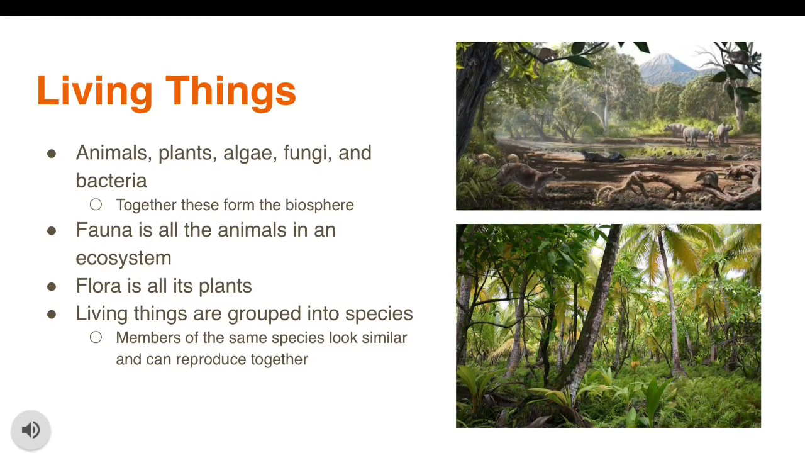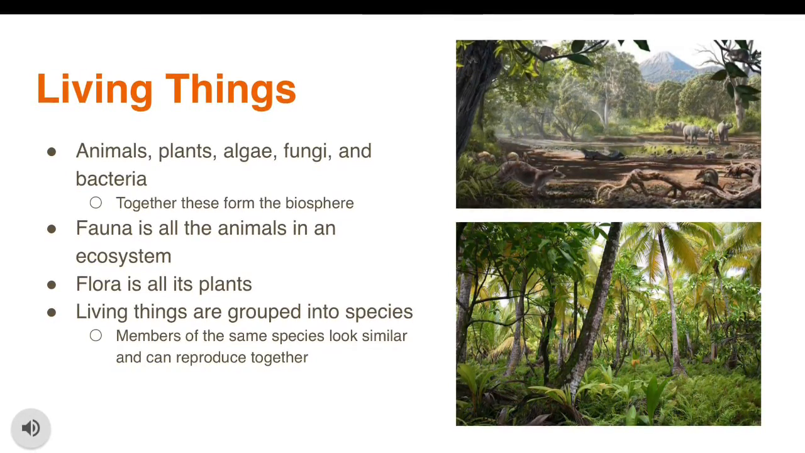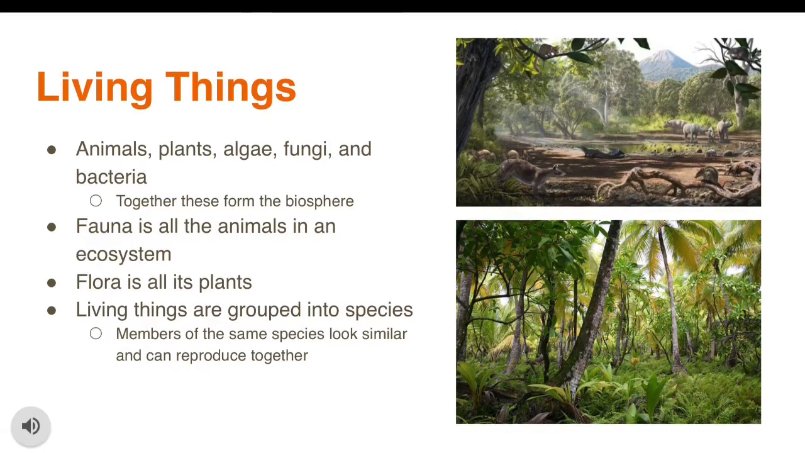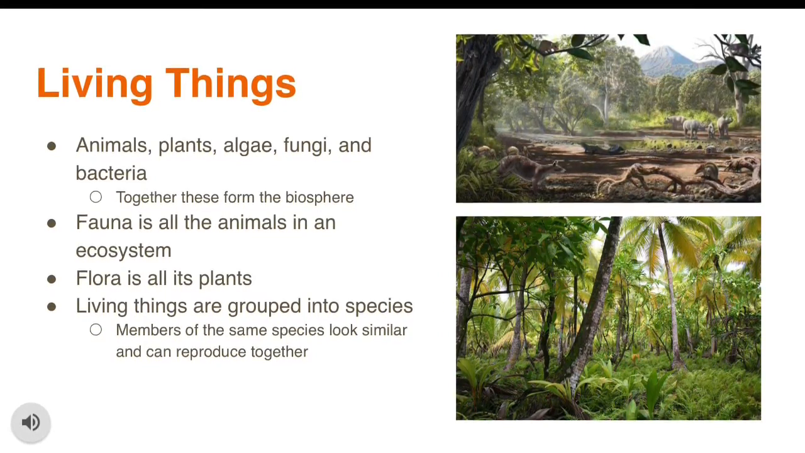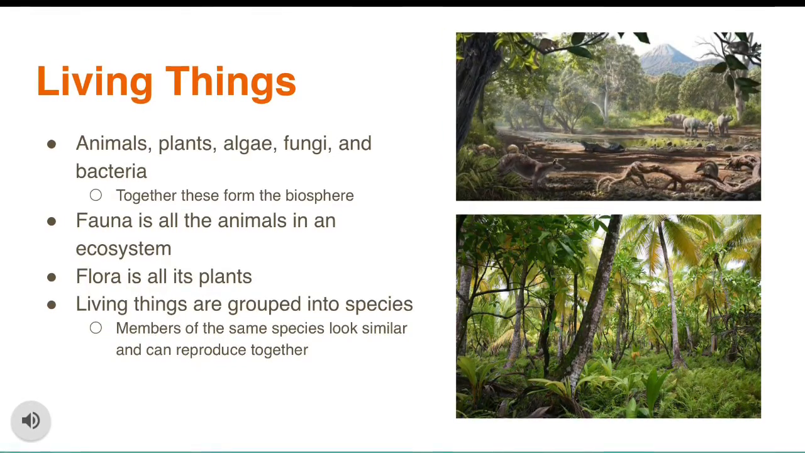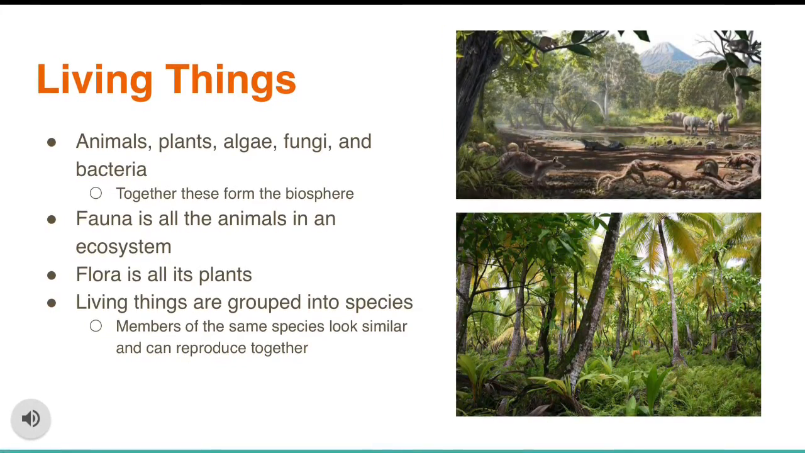Fauna is all the animals in an ecosystem. Flora is all of its plants. Living things are grouped into species. Members of the same species look similar and can reproduce together.